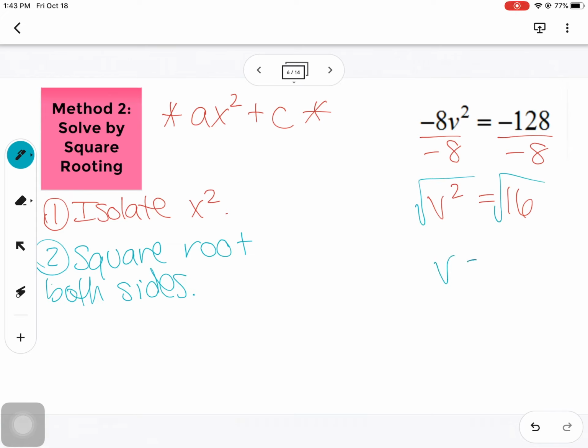And you would get v equals 4. There's an especially important part here because this is not my final answer. When you have this, remember you should have the same number of answers as your highest exponent, which means I should have 2, and 4 only gives me 1 answer.